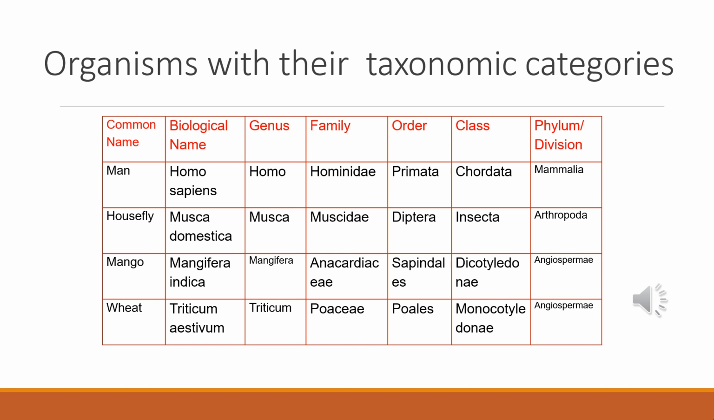Then for wheat, it's Triticum aestivum. Triticum is the genus, Poaceae is the family, Poales is the order and class is monocotyledon. You all know that wheat is a monocotyledon, it has only one cotyledon. The division is angiospermae or spermatophyta and kingdom is plantae.